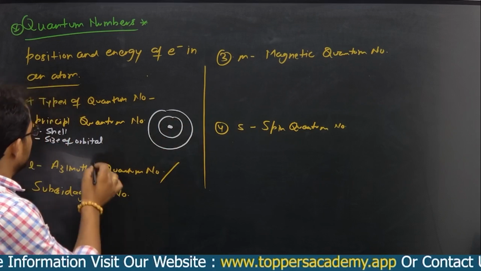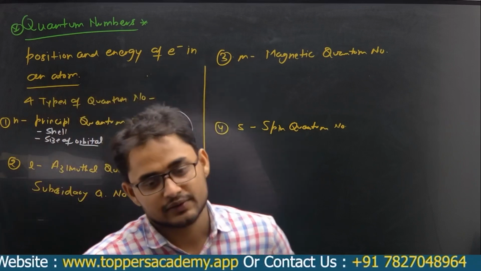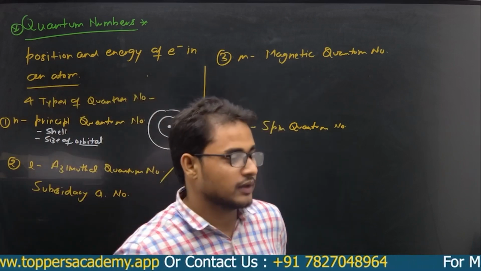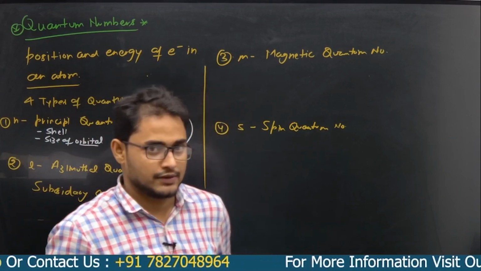What is an orbital? It is the house of an electron in which the electron may be present, or we can say that the probability of finding that electron is maximum in that space. Generally, it is approximately 90%.